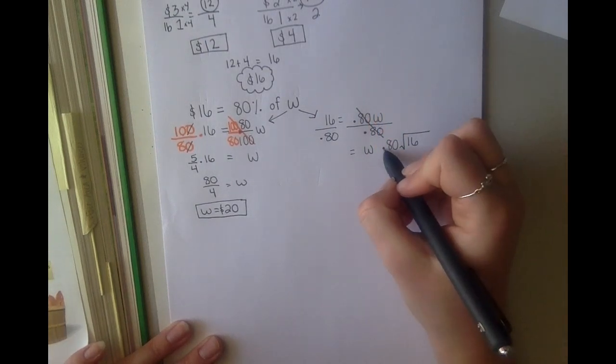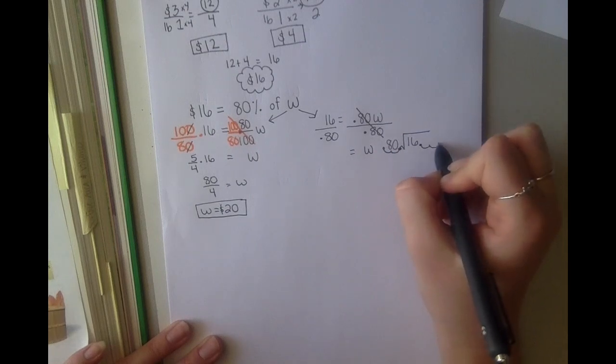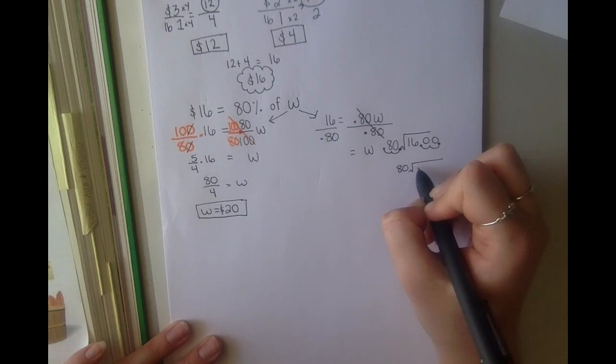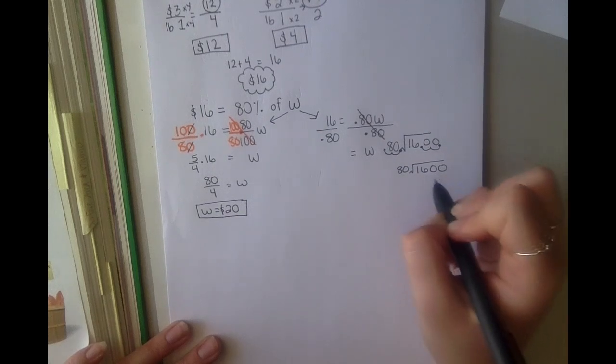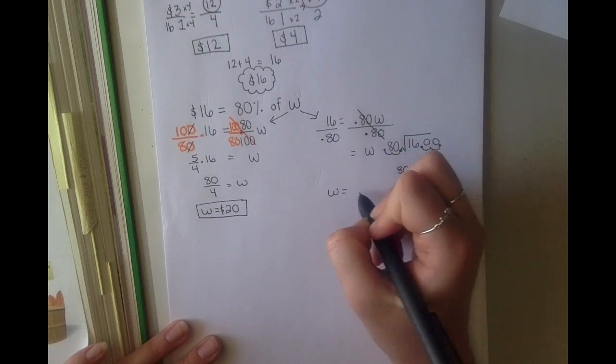I move my decimal over 2 places. So then I move this over 2 places. So then I can say 80, and then I have 1600. And if I solve this, I'll end up getting the same answer of 20. So in this case, W will equal $20.